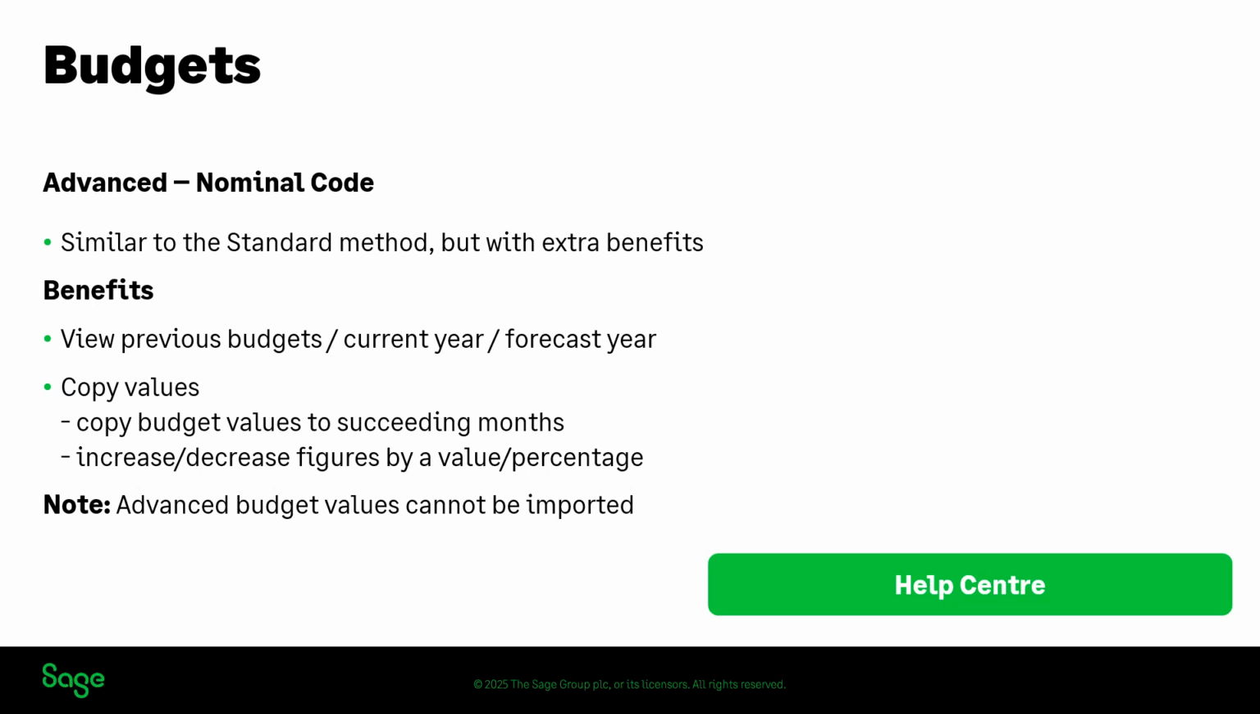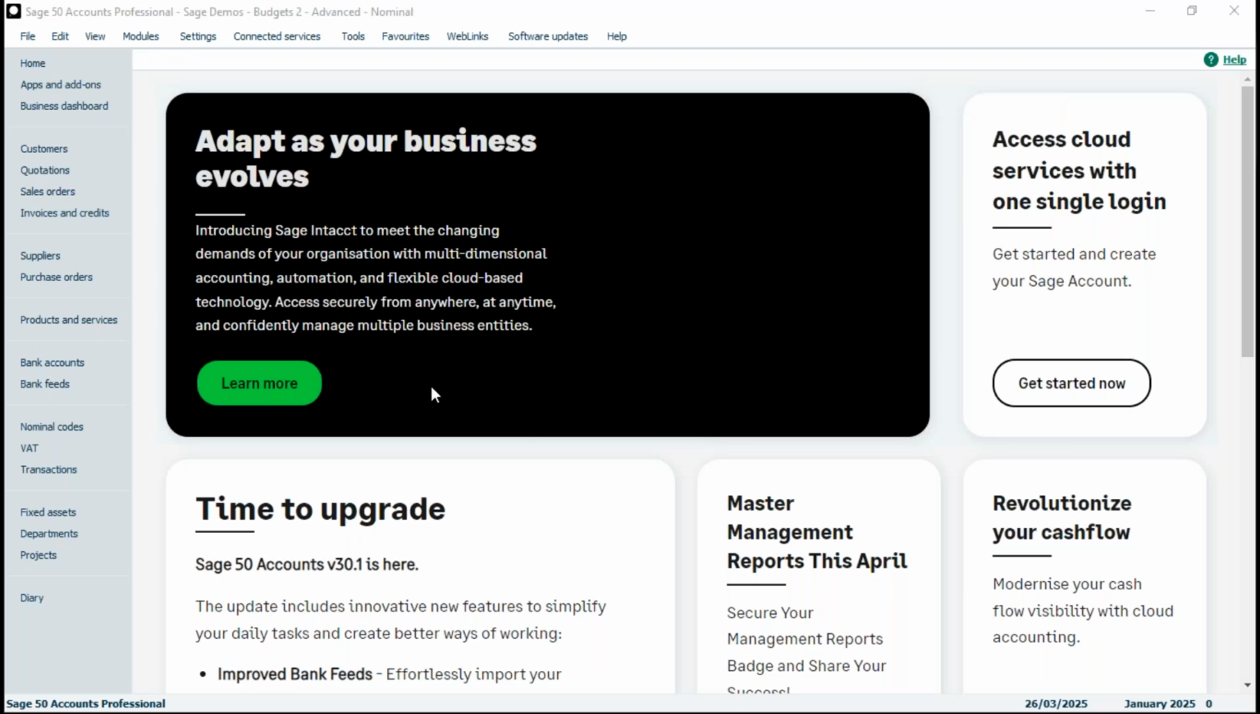Right, let's get stuck into advanced by nominal code then. So across to my screen, we'll get started. We've already checked the method for this one when we went into settings, company preferences, budgeting tab, and we were set to advanced nominal code.